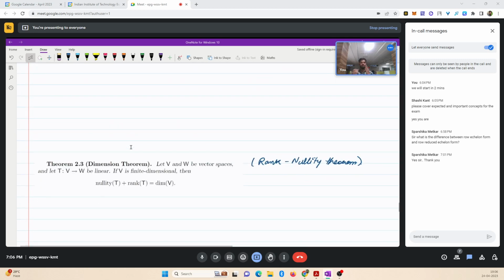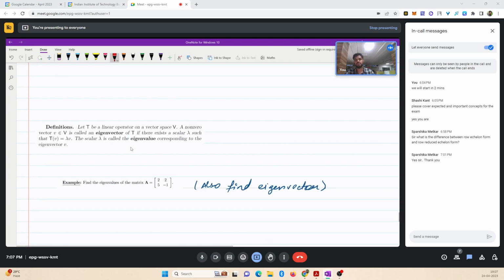So now an important theorem from where a lot of questions can arise in the case of linear transformation is called the rank nullity theorem or the dimension theorem. So what does this theorem say? If you have a function T from V to W, then the dimension of your V is equal to nullity of T plus rank of T. Now I'll define what rank and nullity are for you.